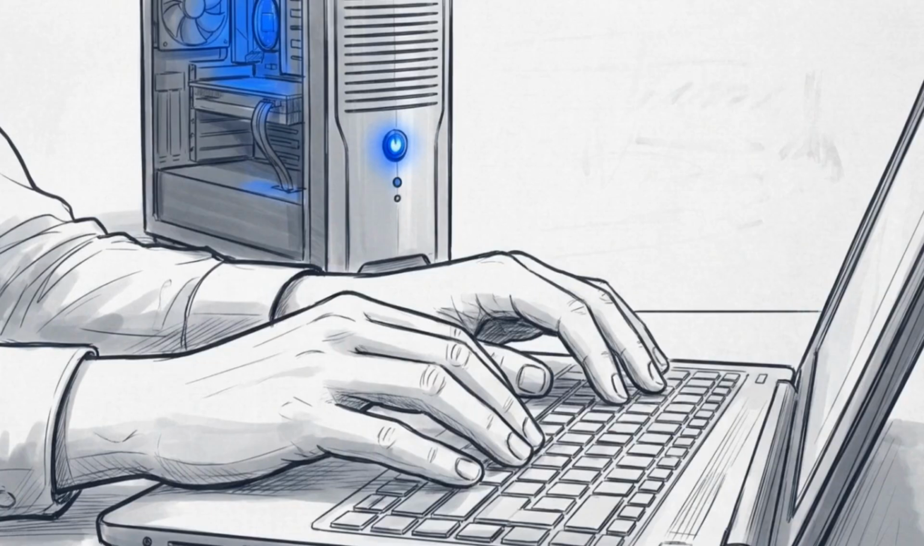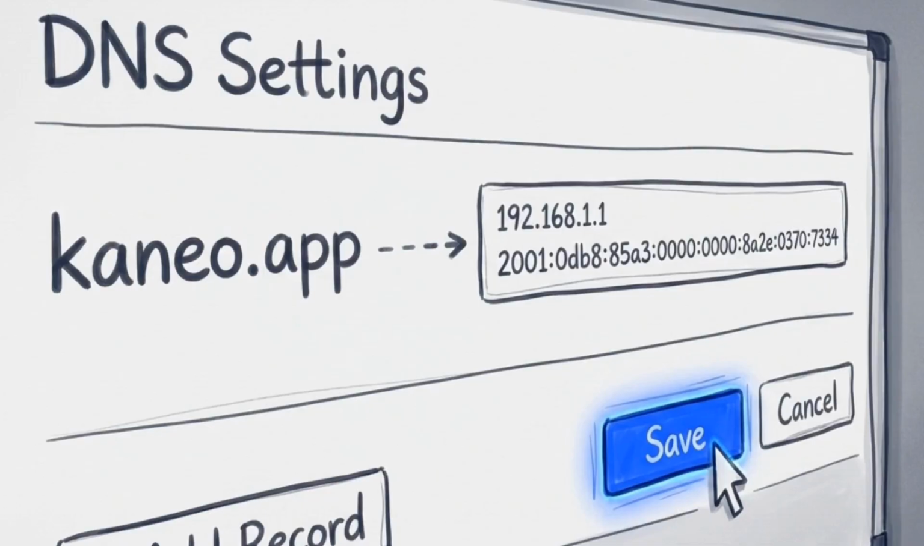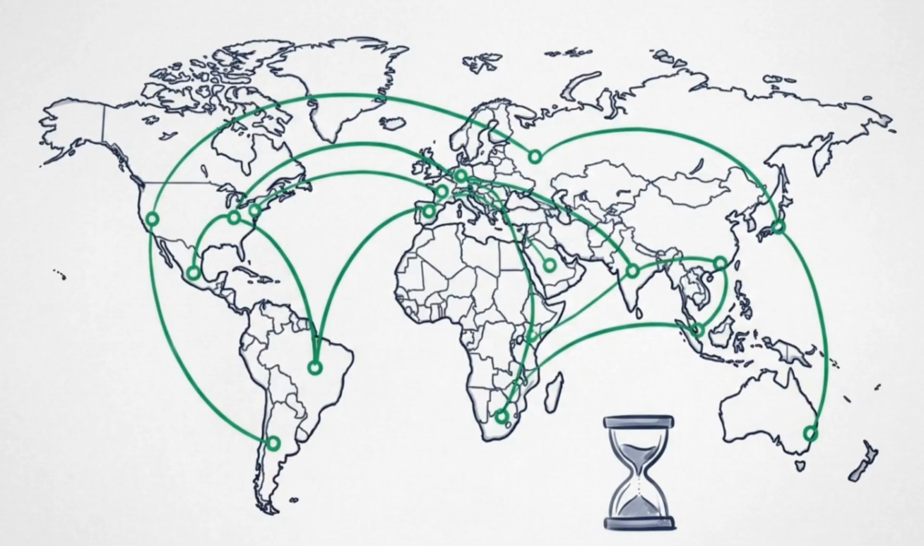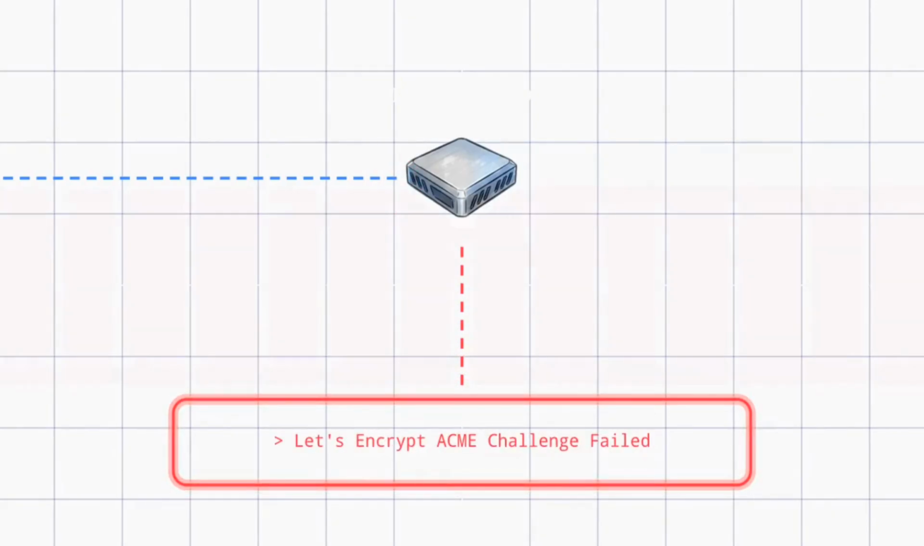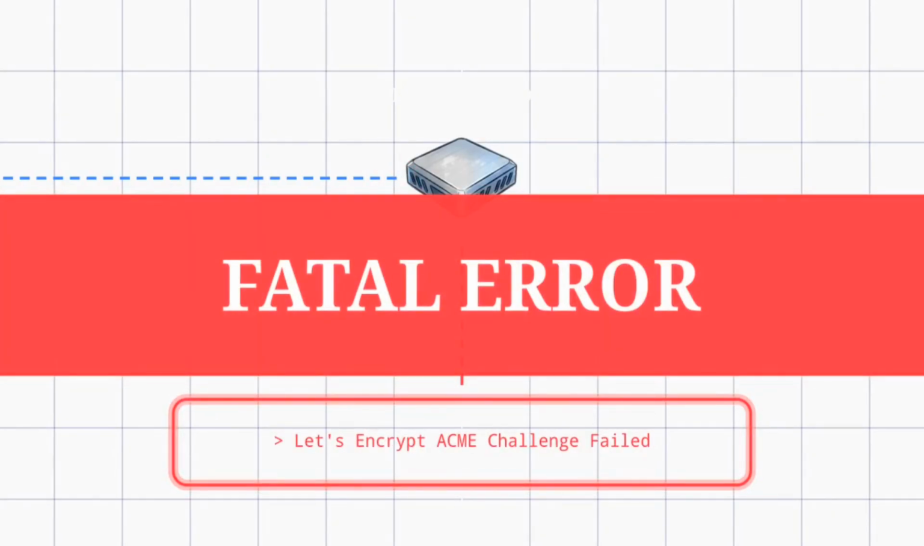Step 1 happens before you touch the server. Log into your domain registrar and map an A record directly to your server's public IP address. You must wait for global DNS propagation to finish before moving forward with the installation script. If you initiate the setup sequence early, the automated Let's Encrypt ACME challenge will attempt to verify your domain, fail to resolve the IP, and throw a fatal error that permanently blocks deployment.